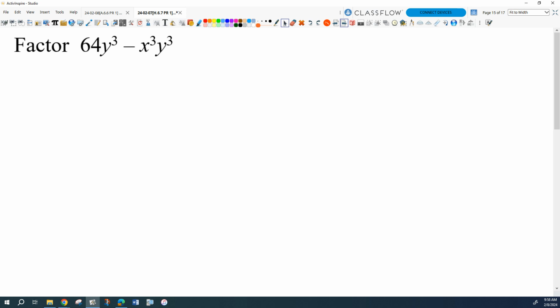We factor out the GCF. What's my GCF? y cubed. And then this looks a lot easier. It looks terrible at first because you've got x's and y's in there. But my GCF is y cubed, which leaves me with 64 minus x cubed. What pattern does that fit? a cubed minus b cubed. What's a then? 4 cubed. Okay, 64 is the same thing as 4 cubed.